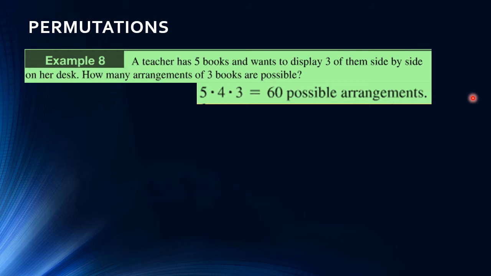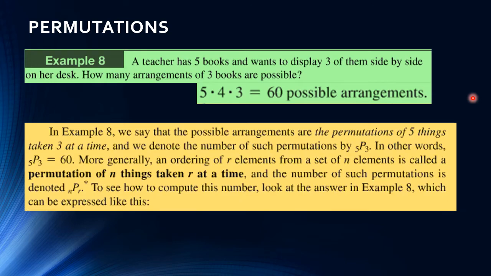5 times 4 times 3 equals 60 possible arrangements, okay? In this example, we say that the possible arrangements are the permutations of 5 things taken 3 at a time. And we denote the number of such permutations by little 5, capital P, little 3. In other words, 5P3 equals 60, or the permutation, that's the P, of 5 things taken 3 at a time equals 60.